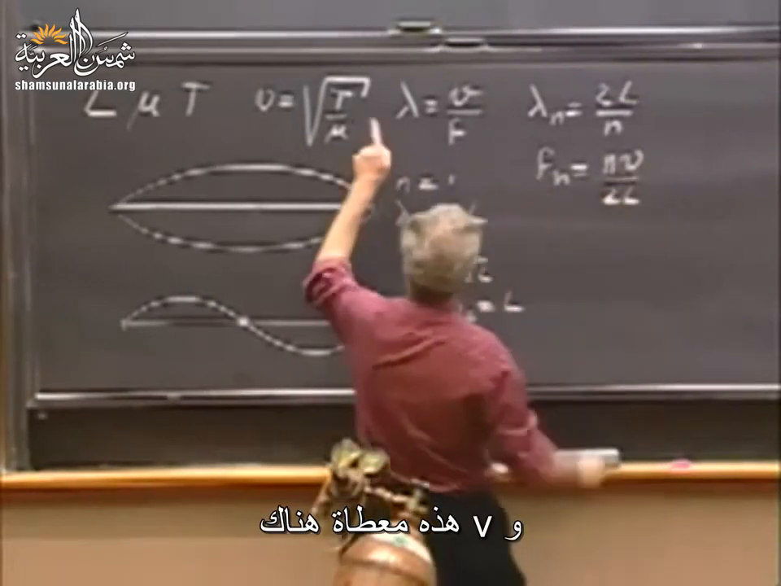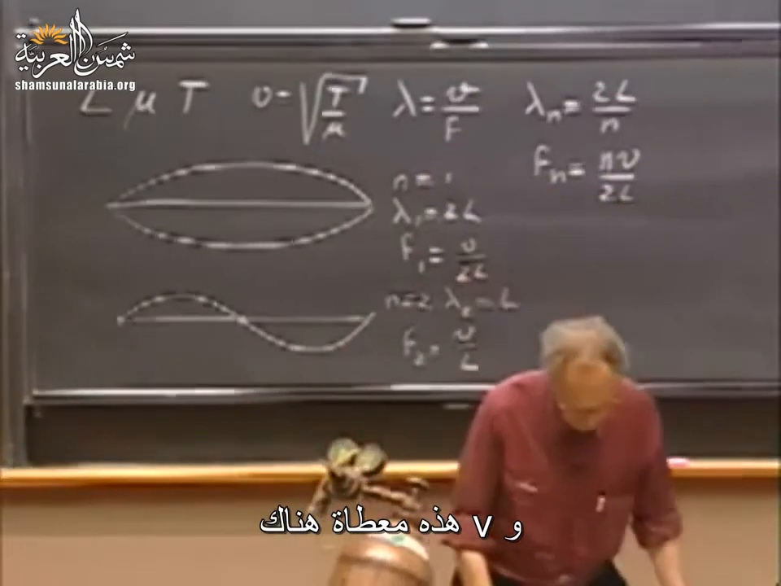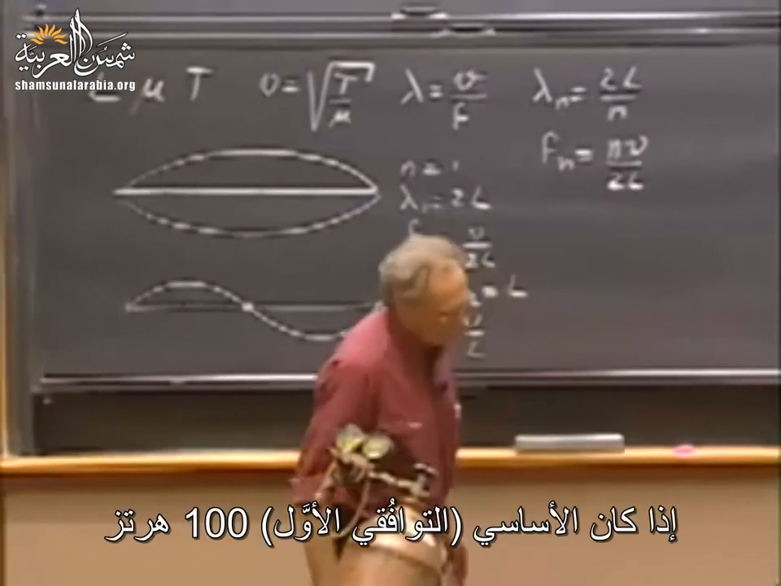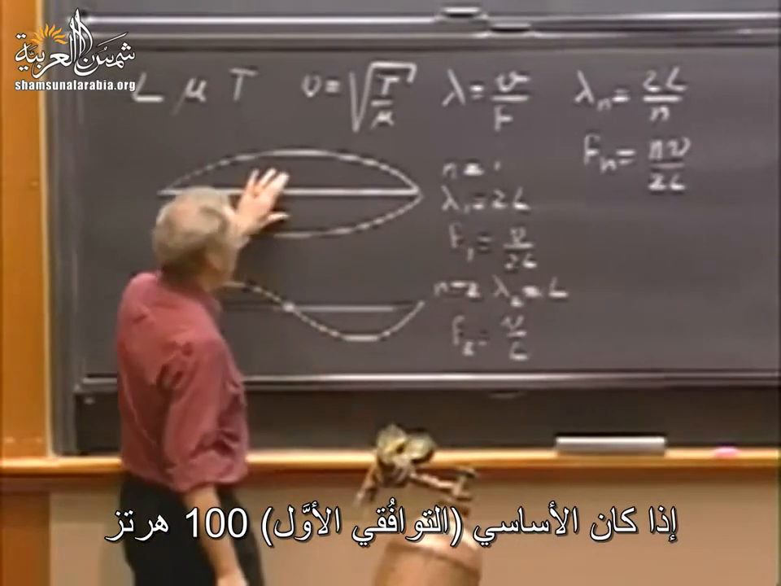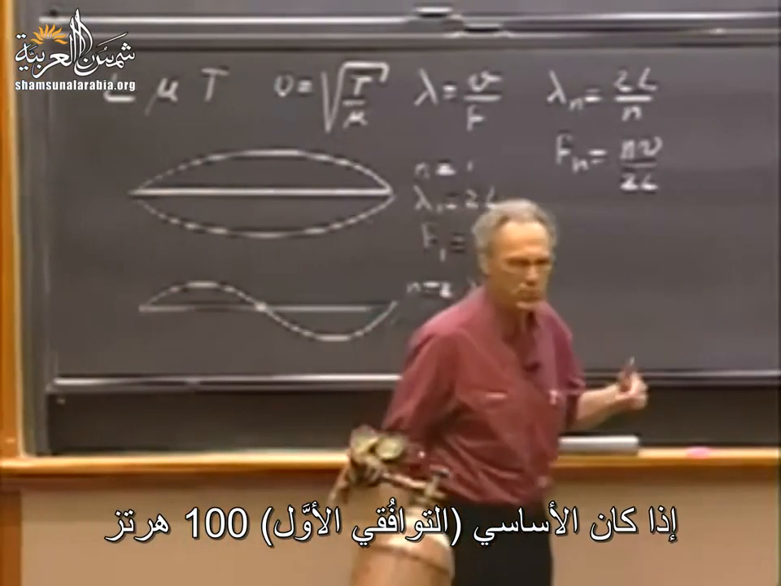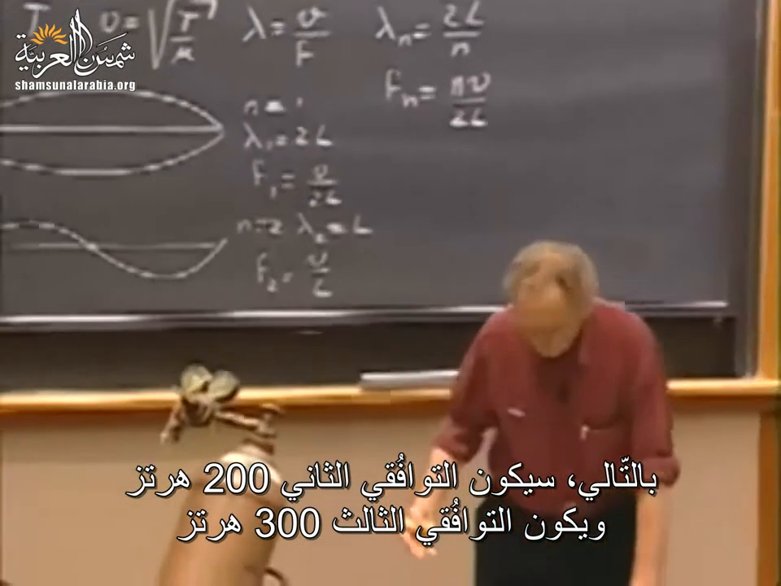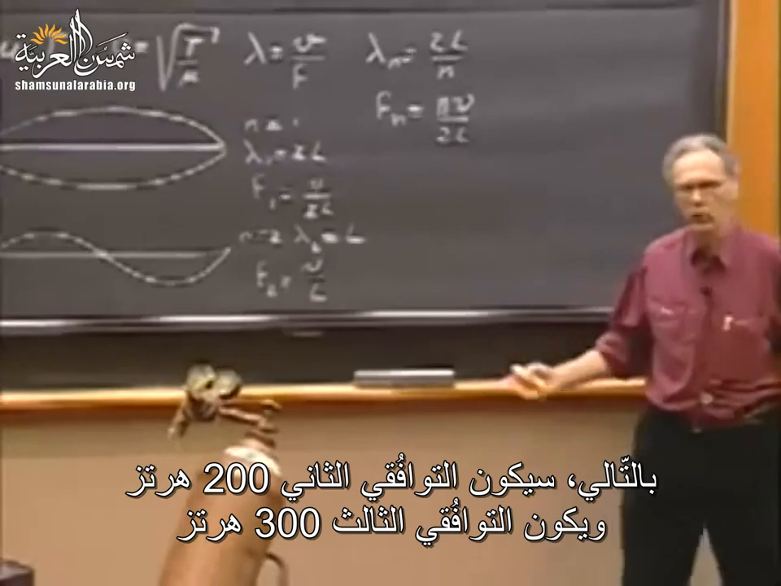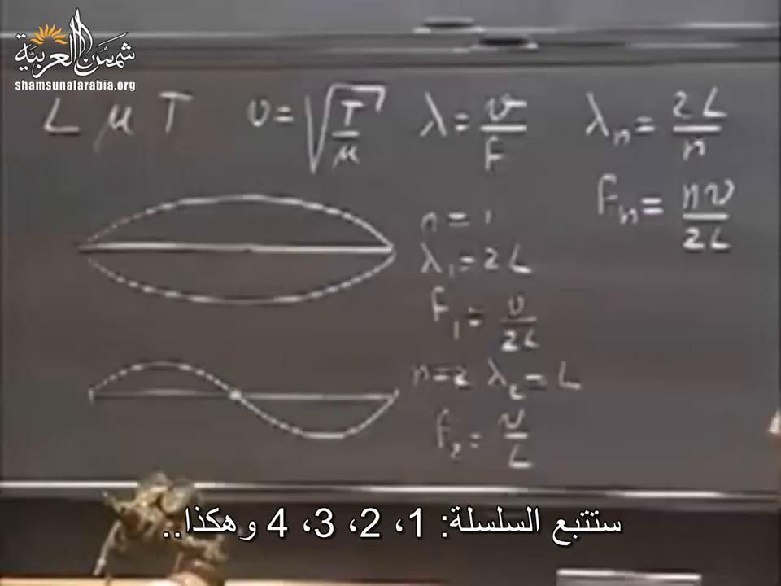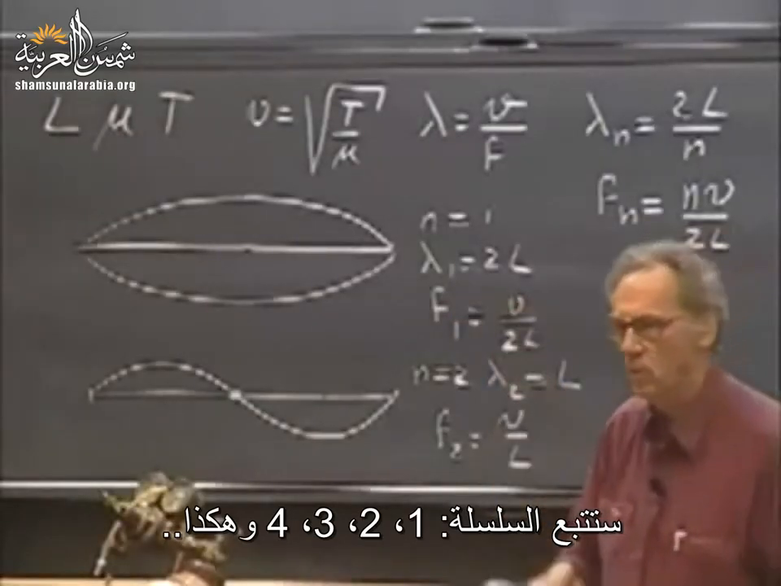And this V is given there. So what you see here, that if the fundamental here were, for instance, 100 Hertz, then the second harmonic would be 200 Hertz, the third harmonic 300 Hertz. They come in series 1, 2, 3, 4, 5, and so on.